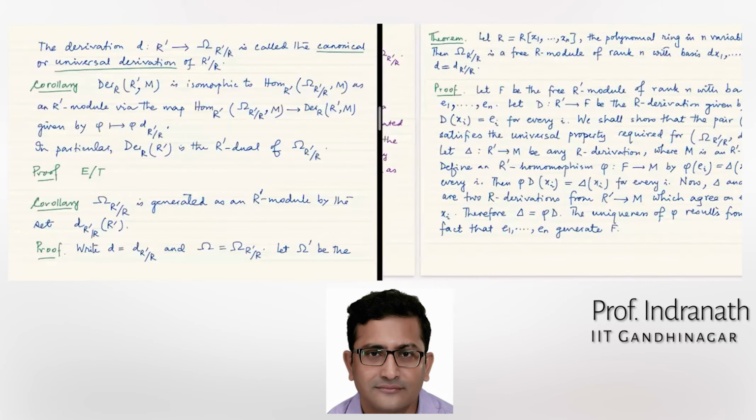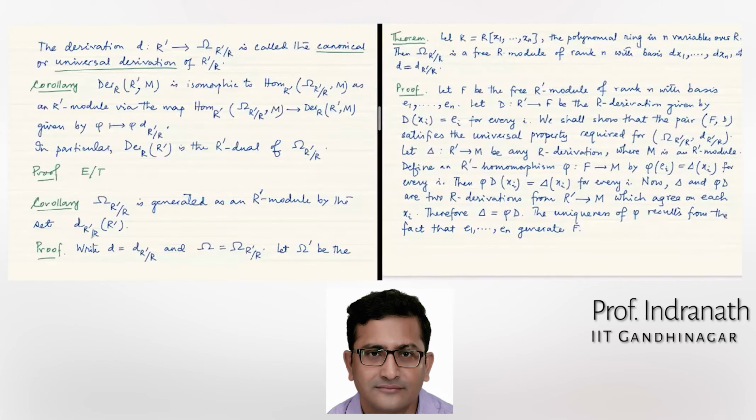Okay, so now I was telling you, we are gradually situating ourselves in the context of polynomial algebras and affine algebras, because the differential criterion is on affine algebras, which we are going to prove. So if you have the polynomial ring R dash in n variables over R, then omega R dash over R is a free R dash module of rank n with basis dx1, ..., dxn, where d is this universal derivation.